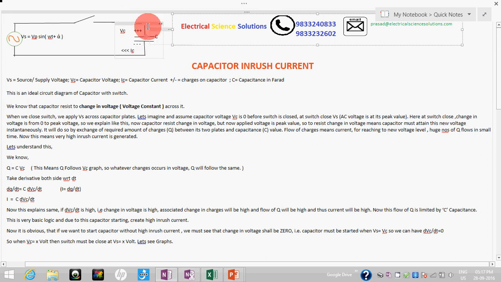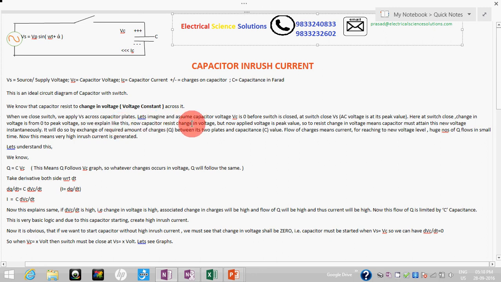So initially, if there is no charge on the capacitor, when we close the switch, we apply Vs across the capacitor plates. Let's assume capacitor voltage Vc is 0 before the switch is closed. At switch close, if Vs, the AC voltage, is at its peak value, the change in voltage is from 0 to peak voltage, that is 0 to maximum. Suppose it is 415, so the maximum would be 1.414 times 415, so maybe around 500 to 600 volts. This voltage difference is called the change in voltage.